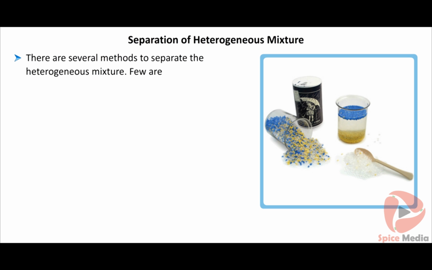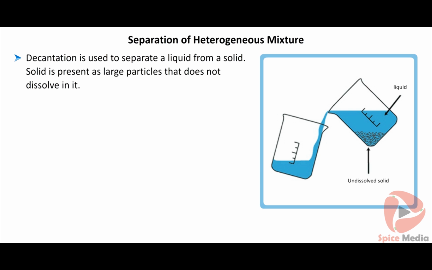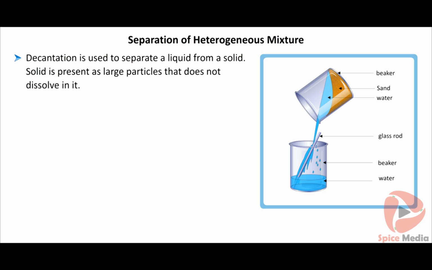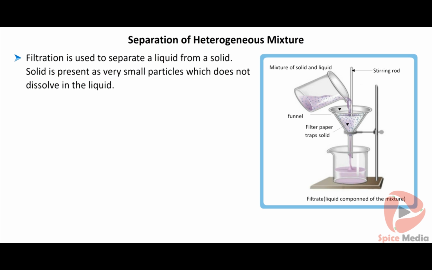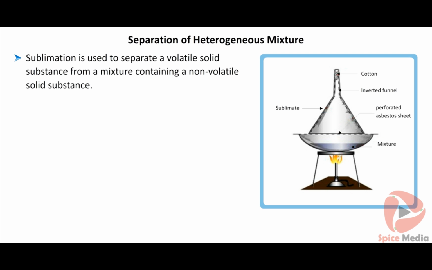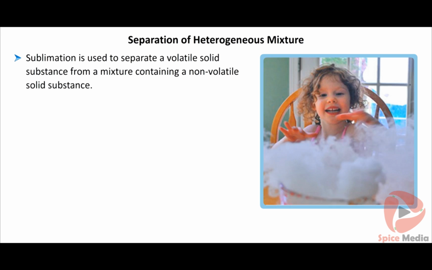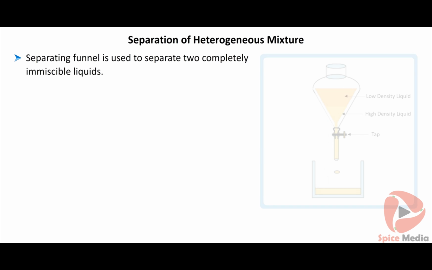There are several methods to separate the heterogeneous mixture. Few are decantation, filtration, sublimation, separating funnel. Decantation is used to separate a liquid from a solid. Solid is present as large particles that does not dissolve in it. Filtration is used to separate a liquid from a solid. Solid is present as very small particles which does not dissolve in the liquid. Sublimation is used to separate a volatile solid substance from a mixture containing a non-volatile solid substance. Separating funnel is used to separate two completely immiscible liquids.